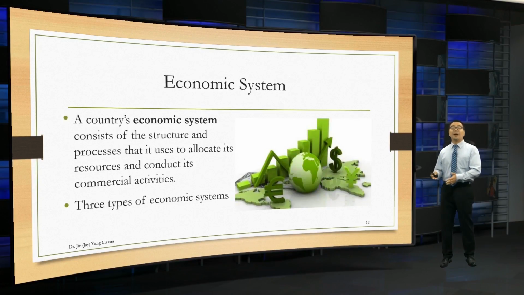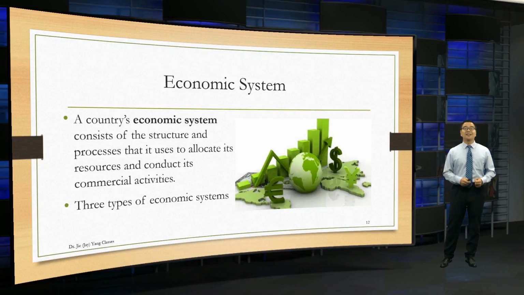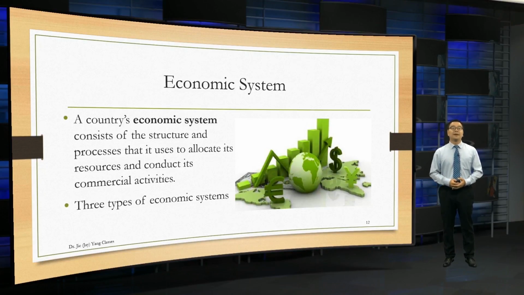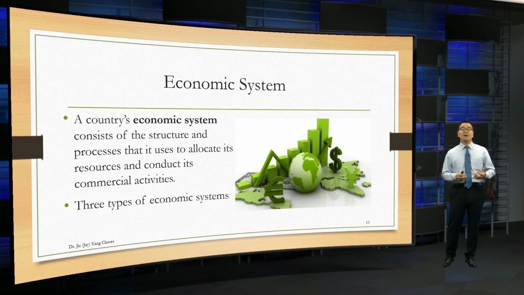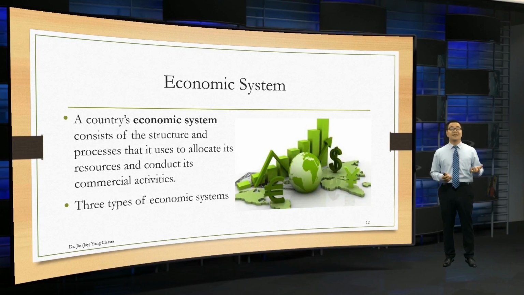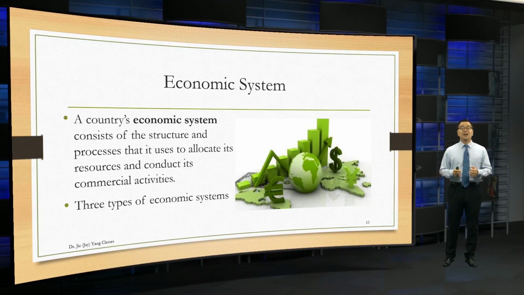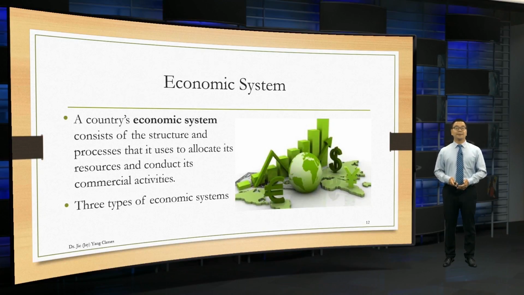Before we analyze the economic system, let's first understand the definition of economic systems. An economic system refers to a country's structure and processes that it uses to allocate its resources and conduct its commercial activities. There are three major types of economic systems in the world.